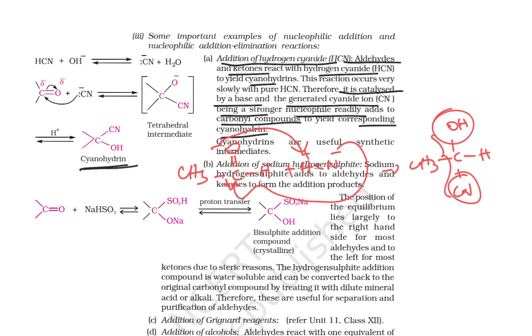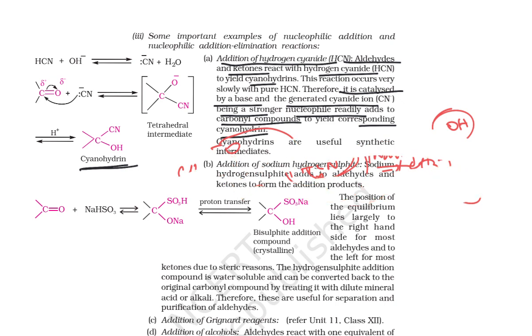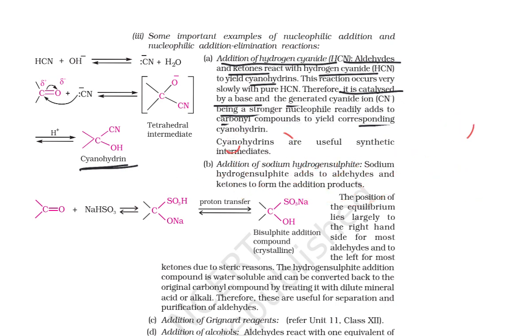If you are using only HCN, the reaction rate is going to be lower. If you use a base, the base generates the nucleophile, so the reaction will be faster. Clear? Next we go for the aldehyde, addition of sodium hydrogen sulfite.